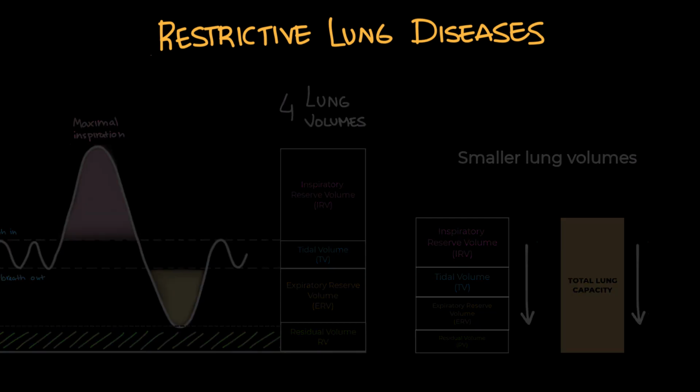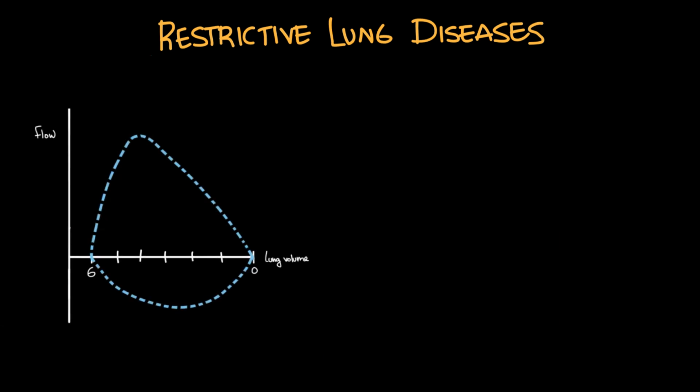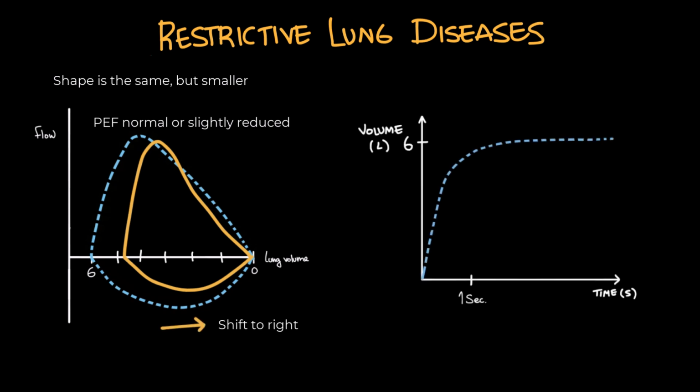Let's take a look at the flow volume loop. In restrictive diseases, the shape is basically the same, but everything is smaller. So the loop looks narrow and short, like a mini version of the normal one. Peak flow is normal or slightly reduced, but the total volume is low, and the graph is shifted to the right. In the forced expiratory volume graph, the curve is also the same, but the volumes are reduced.